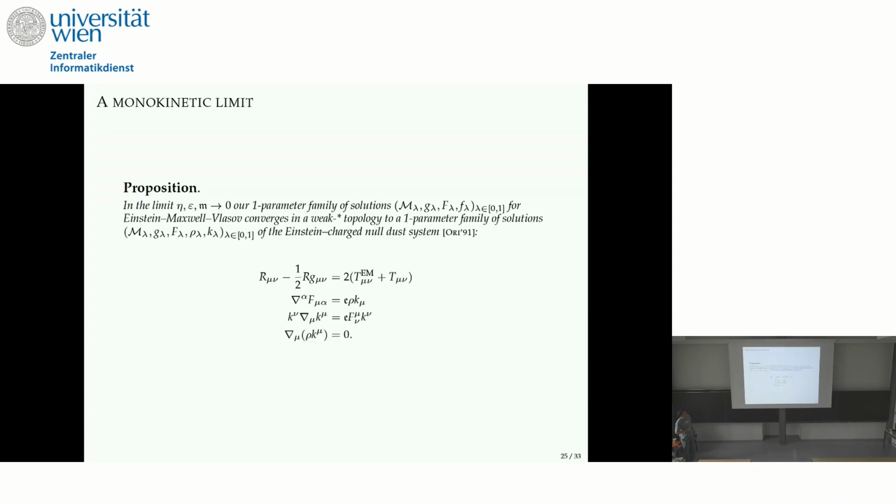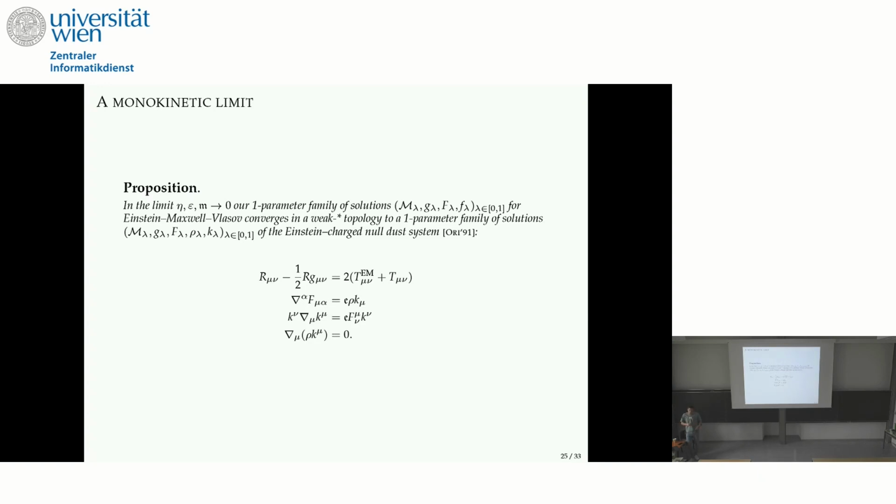But actually, I think it's an interesting detour, because what we also prove is that in that hierarchy of scales we have, eta, epsilon, m, as we send all of them having suitable ratios to zero, in fact, our one-parameter family of solutions converges in a certain weak star topology to a solution of the Einstein-charged null dust system.